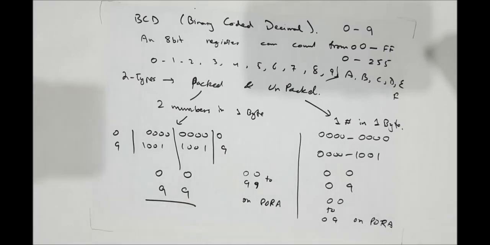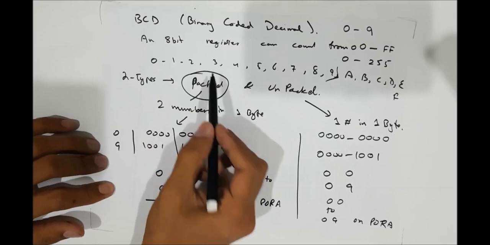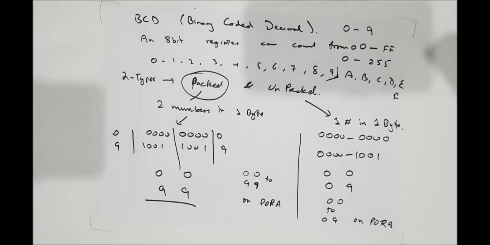The rest of the 4 pins are wasted. So we don't want that. We already have a very limited number of physical input outputs, so we don't want to waste any single pin. That's why we will use packed BCD numbers, and we will prefer to use them in our applications.